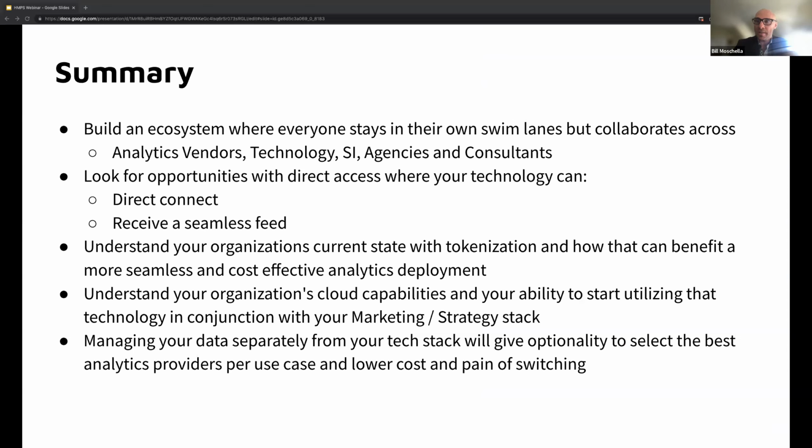So to summarize, and just by the way, I wasn't going to take a full 45 minutes of anyone's time on PowerPoint, but to summarize today, what I think is important is that you're thinking about building an ecosystem where everyone stays in their own swim lanes but collaborates across. What does this mean? You've got analytics vendors, technology vendors, systems integrators, agencies and consultants. And I've had experience in this in the past where people haven't played so nice in their swim lanes.